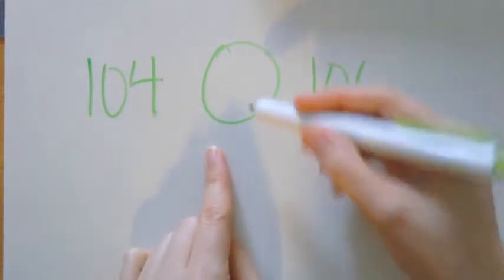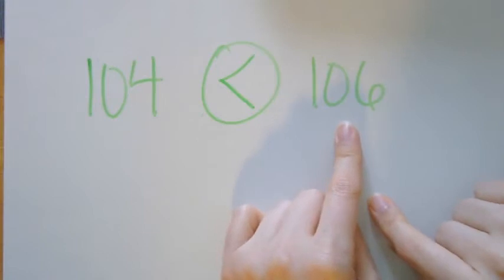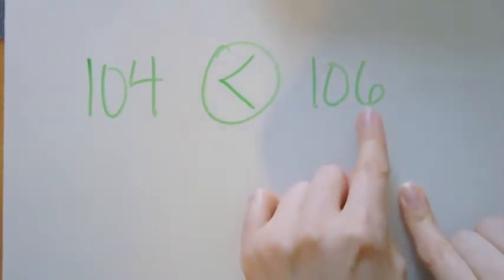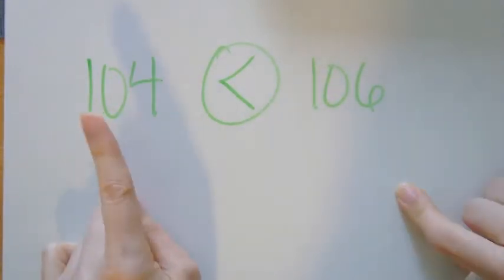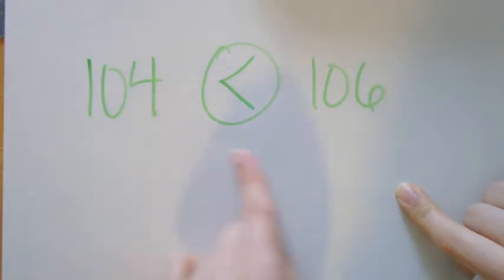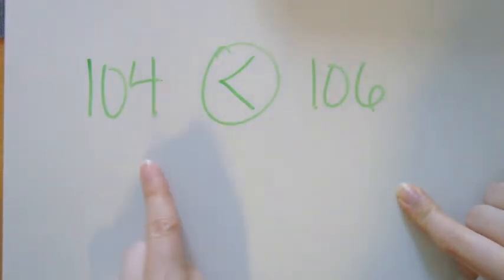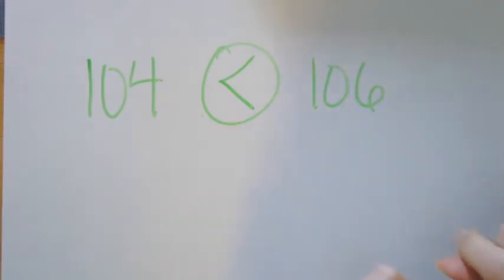104 is less than 106. Okay. We could also read this as 106 is greater than 104. But please make sure you're reading either from left to right with the correct symbol, or just restate it and write 106 first with the greater than symbol, and then the 104.